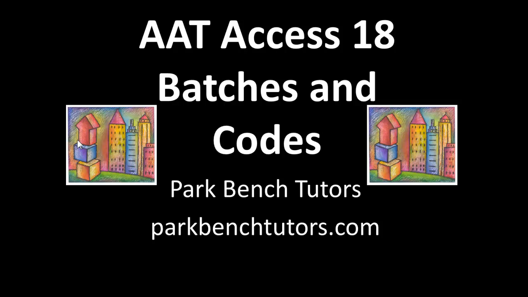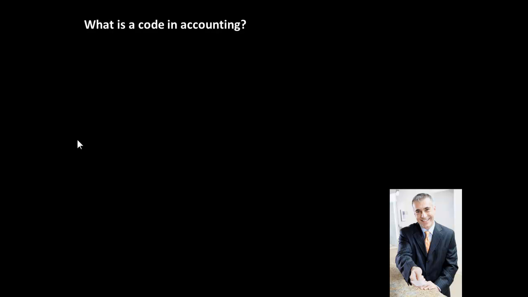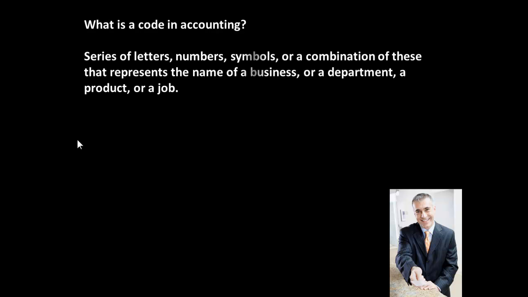In this podcast for AAT Access, we're going to look at batches and codes. So let's start by considering what we mean by a code in accounting. We can use letters, numbers, symbols, or a combination of these, and we use them to represent something else, usually the name of a business, but it can be a department, a product, or a job.